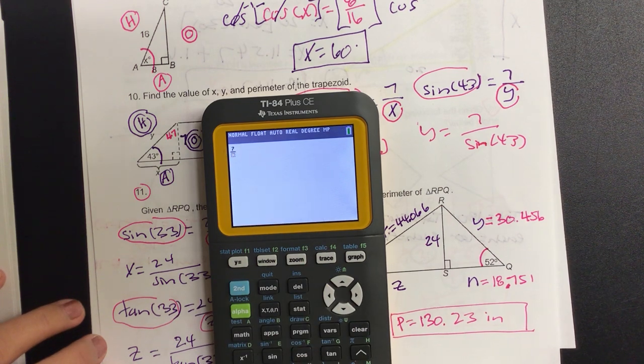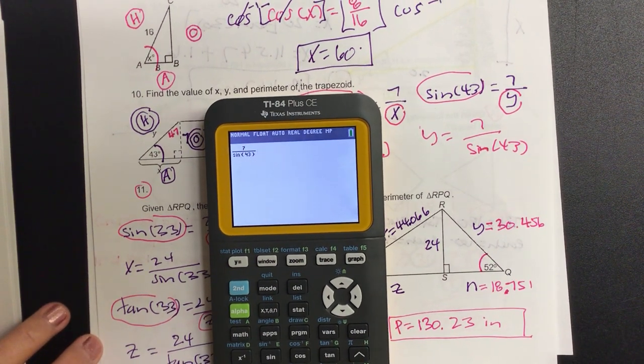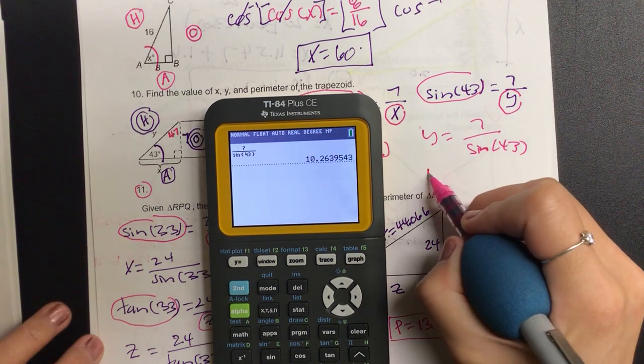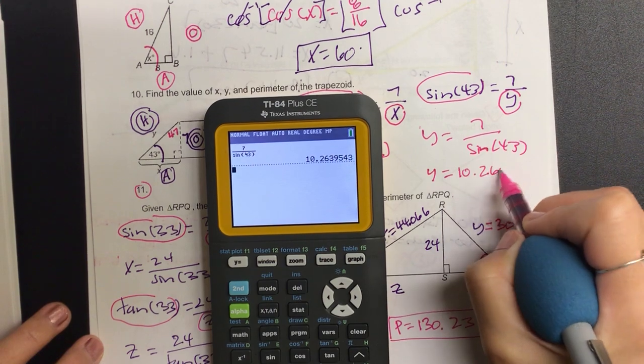Those of you guys not using the calculator, I'll make sure you don't use it on the exam day. Good luck to you. Gotta practice. Okay, give me three decimal places. 10.264. 10.264, very good.